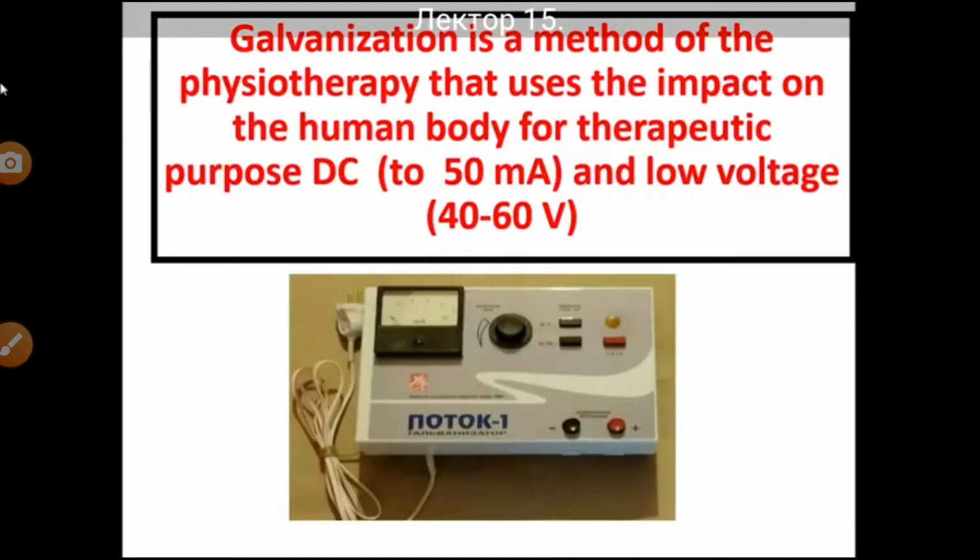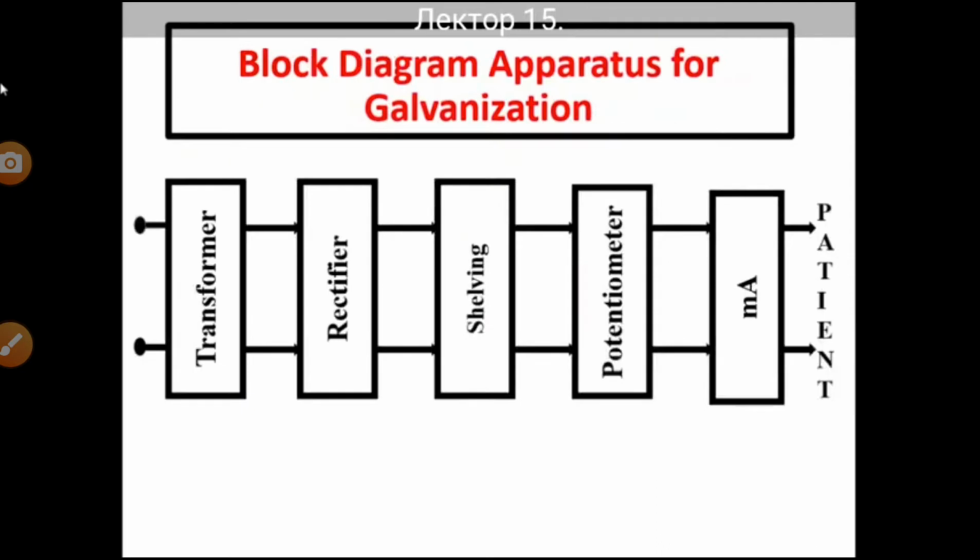Next slide. Look at the screen. Block diagram apparatus for galvanization. You write in your copybook this information. This diagram you draw in your copybook. You draw big diagram.